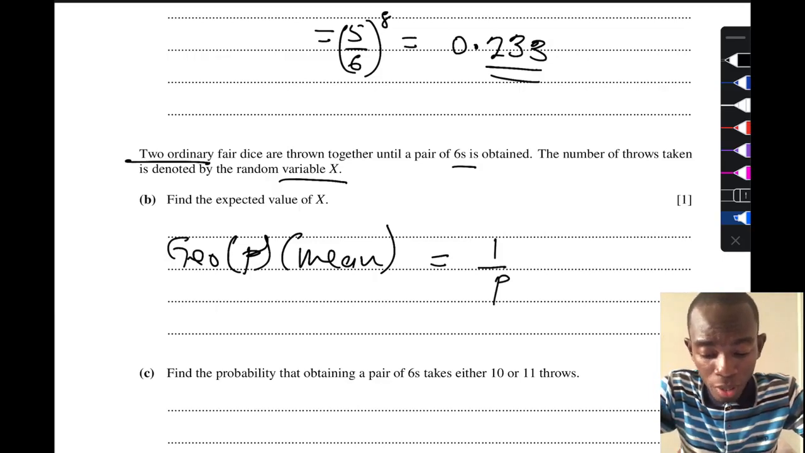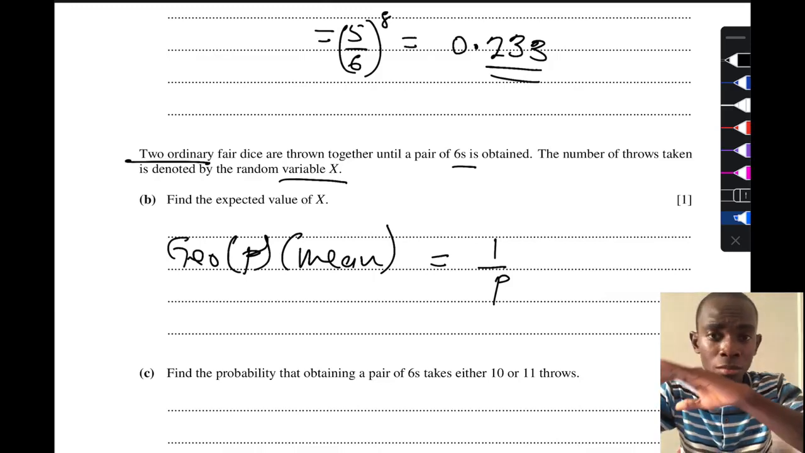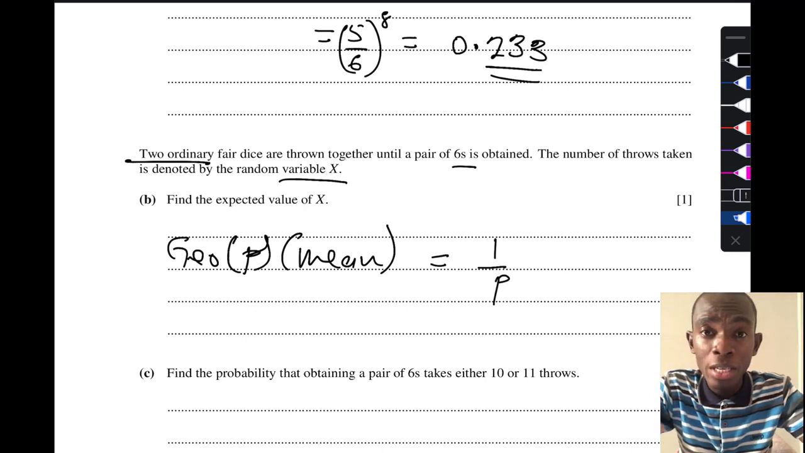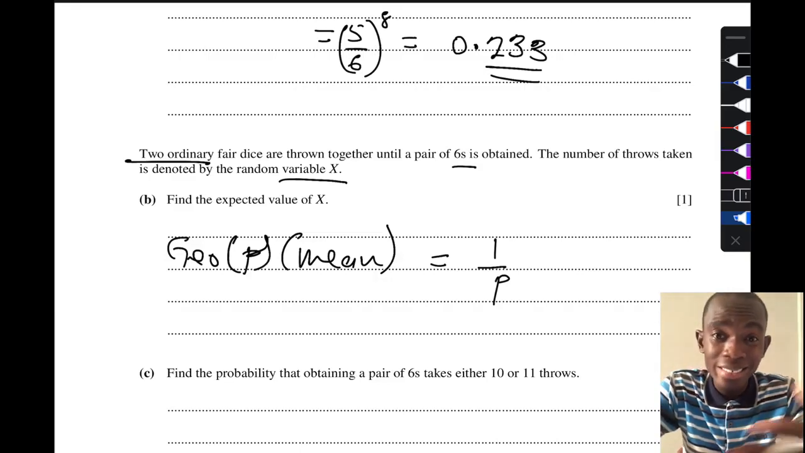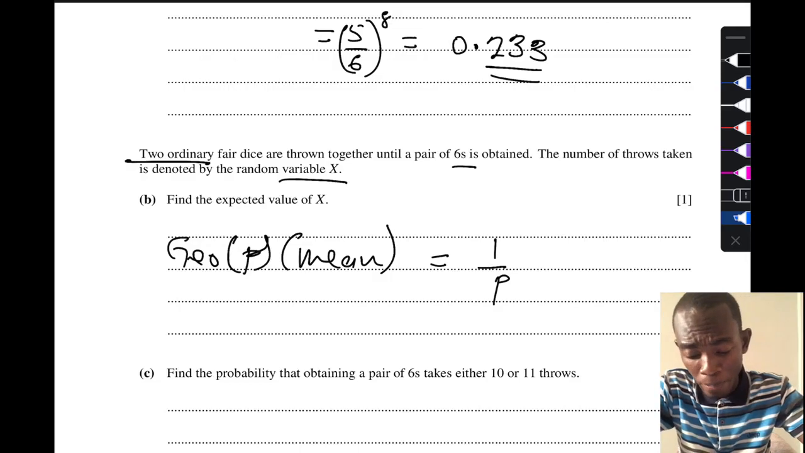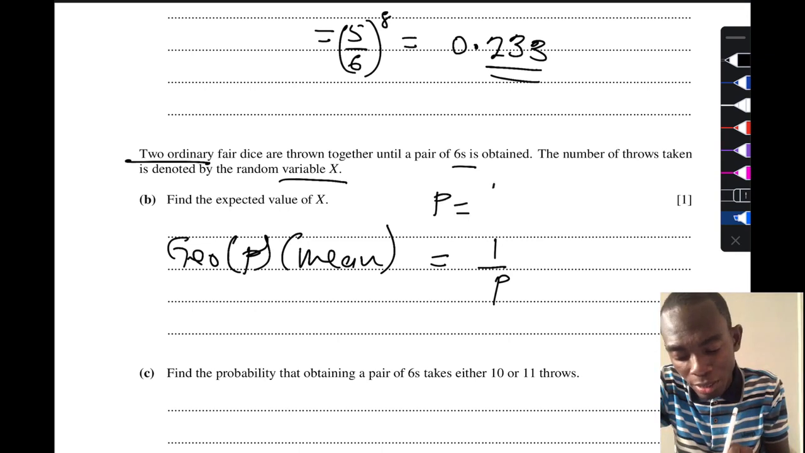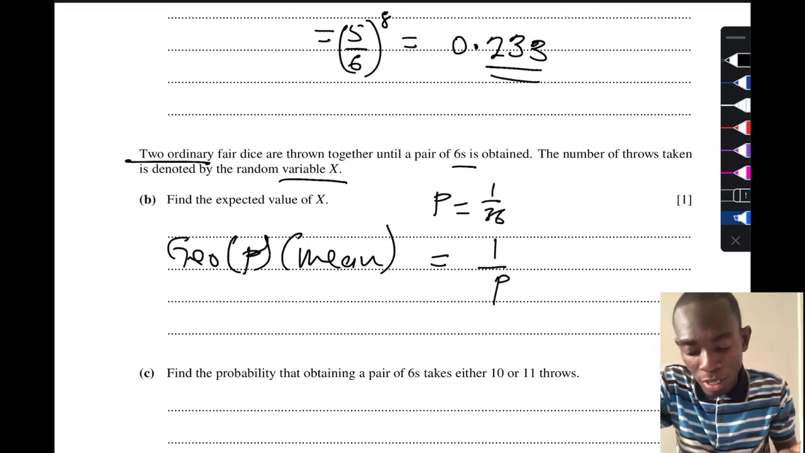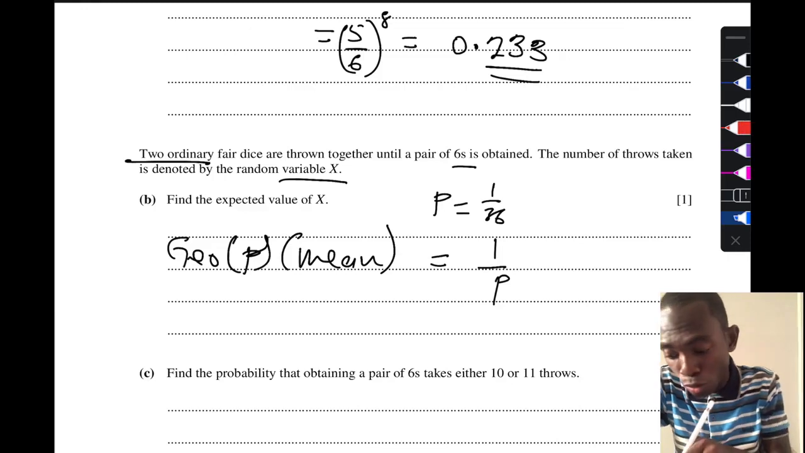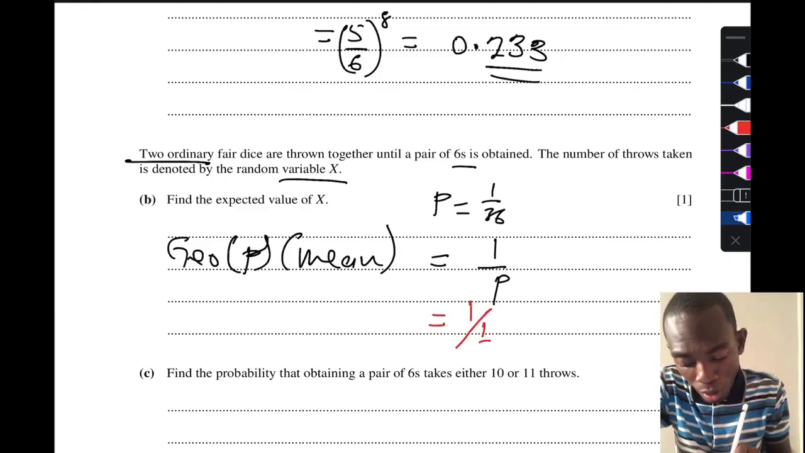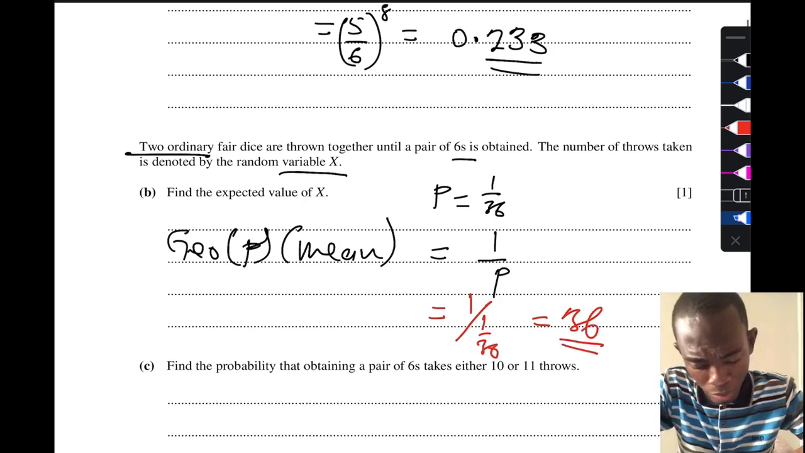So ask yourself, if you have 6-sided dice, one against the other, you have a total sample space of 36, but for you to have a pair of 6, that's actually 1 out of 36. So that's the probability of success, 1 over 36. Therefore, you just put that over there. So we have 1 over 1/36, and I believe the answer is 36. So that is the mean.